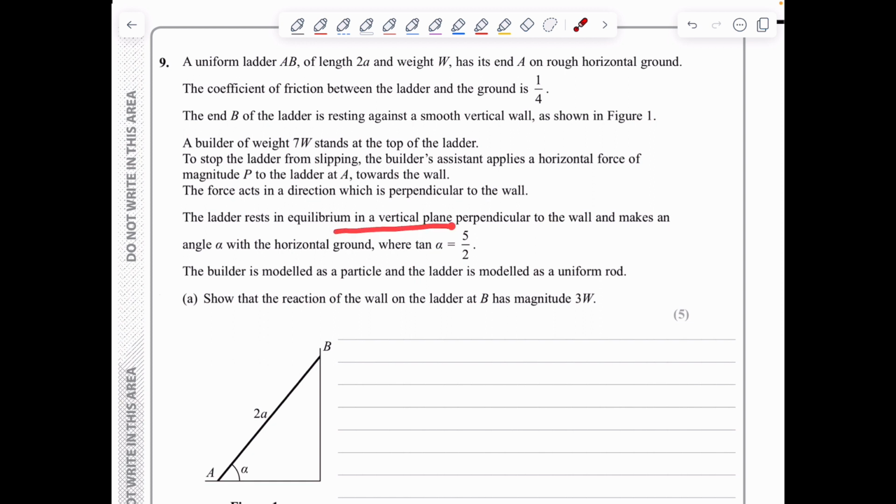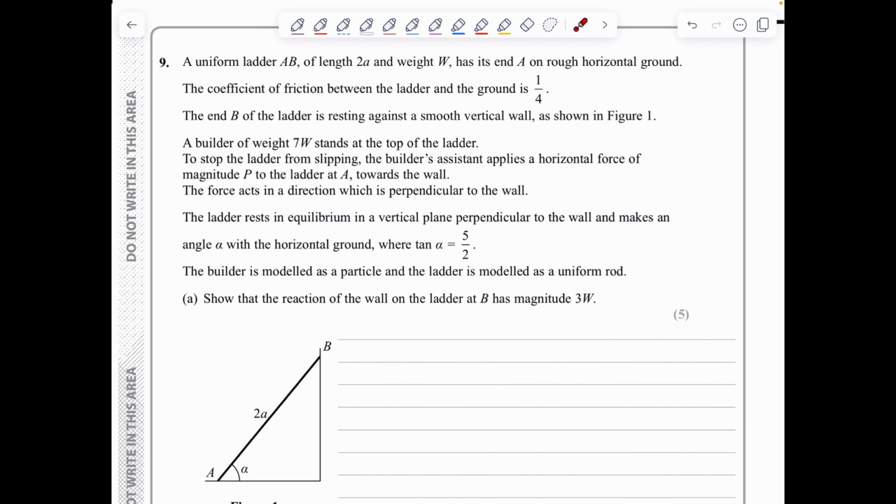The angle alpha with the horizontal ground satisfies that tan alpha is 5 over 2, and we are modeling the builder as a particle and the ladder as being uniform. We need to show that the reaction of the wall on the ladder at B has magnitude 3W, so it makes sense to start by adding the forces on the diagram.